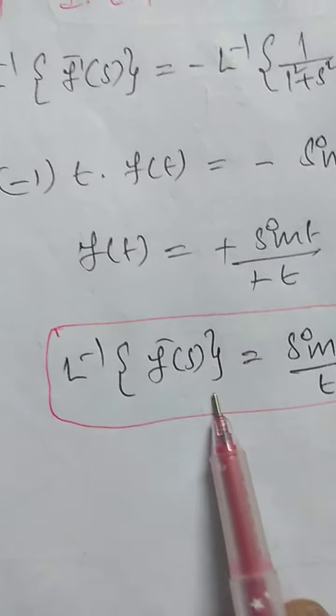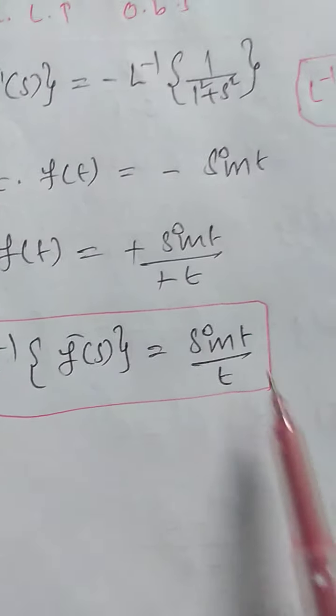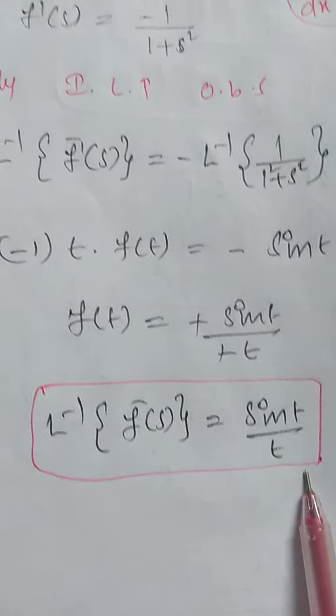The value of f bar of s is tan inverse of 1 by s. Therefore L inverse of tan inverse of 1 by s is equal to sin t divided by t. This is the required solution.